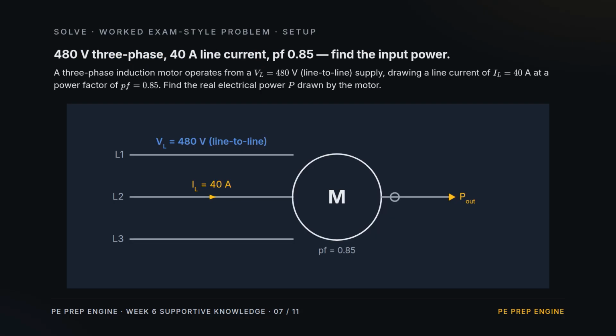Worked problem. A three-phase induction motor runs from a 480-volt line-to-line supply, drawing 40 amperes of line current at a power factor of 0.85. Find the real electrical power the motor draws. Here is the one-line diagram. 3 supply lines into the motor, line current and power factor labeled, shaft power out to the right.